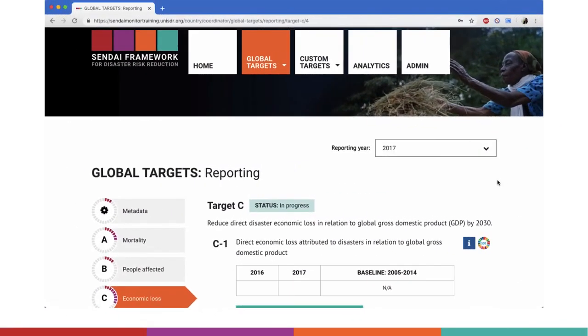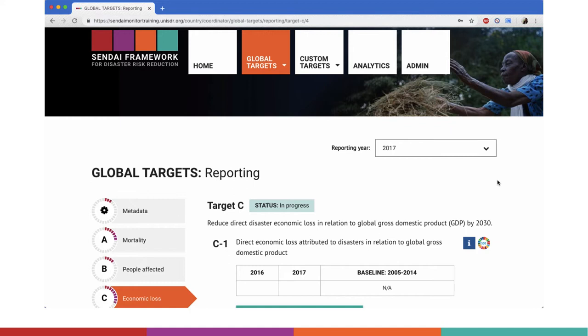This video will show you how to use the online Sendai Framework Monitor to report on Target C. This target is to reduce direct disaster economic loss in relation to global gross domestic product by 2030. It refers to economic losses to the agricultural sector, productive assets, housing sector, critical infrastructure, and cultural heritage.